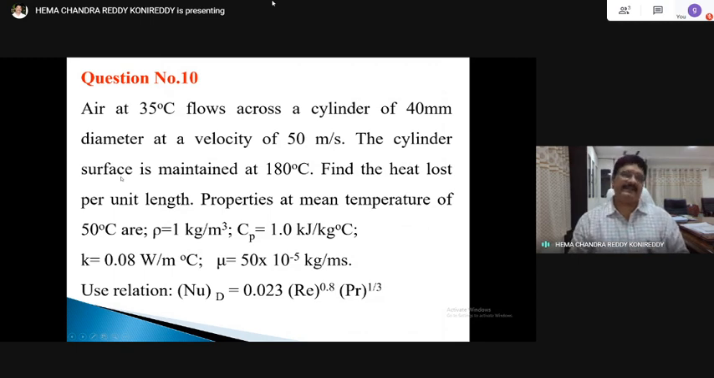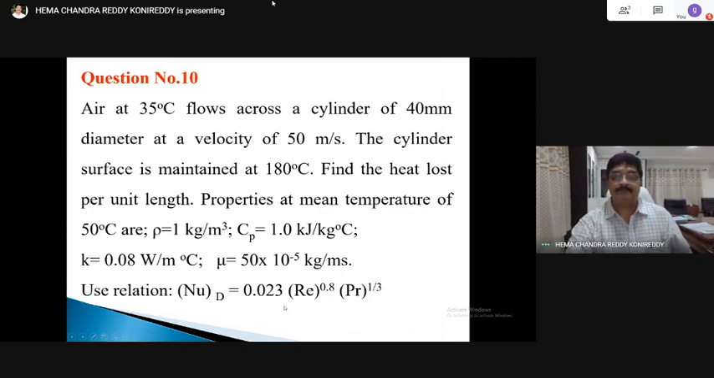Air at 35 degrees centigrade flows across a cylinder of 40 diameter at a velocity of 50 meters per second. The cylinder surface is maintained at 180 degrees centigrade, not through the cylinder, it is across the cylinder. Find the heat loss per unit length, properties at mean temperature. All the properties are given, and my gosh, it flows across a cylinder annadu. It should be through the cylinder, otherwise you cannot use this equation, right?